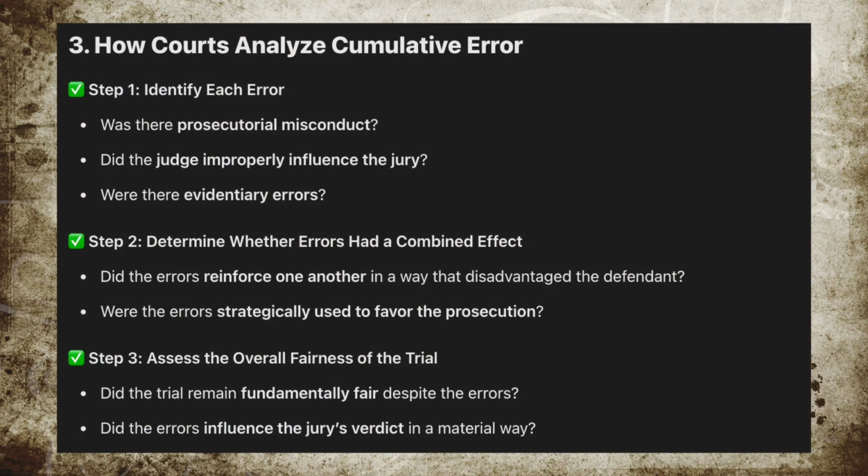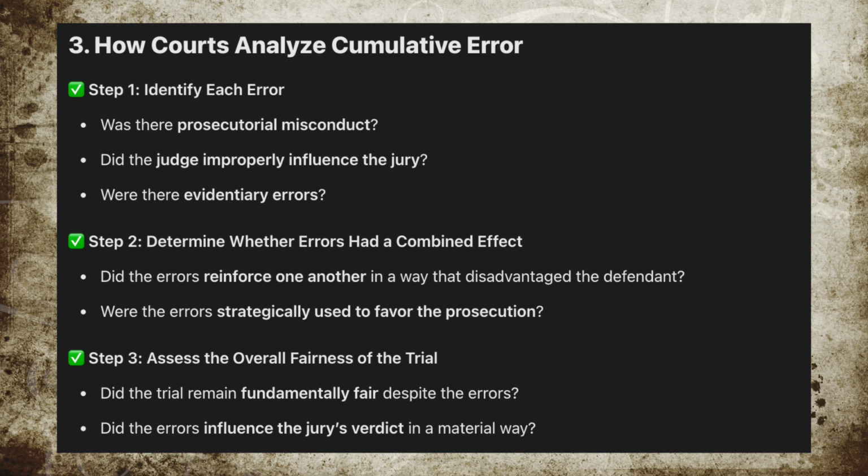Step 1, they would identify each error. Was there prosecutorial misconduct? Did the judge improperly influence the jury? Were there evidentiary errors? Step 2, determine whether errors had a combined effect. Did the errors reinforce one another in a way that disadvantaged the defendant? Were the errors strategically used to favour the prosecution? And step 3, assess the overall fairness of the trial.